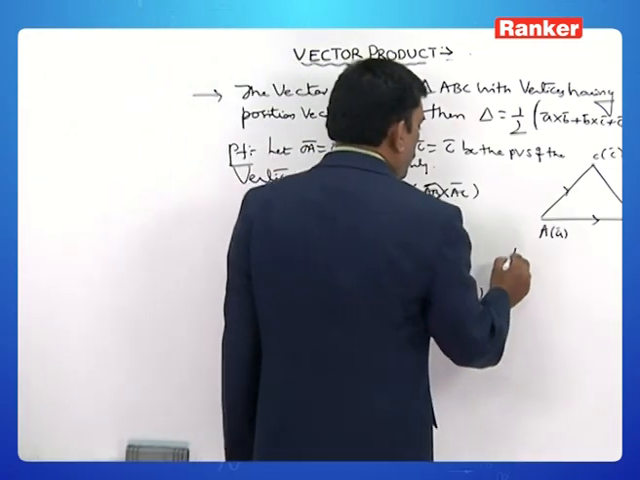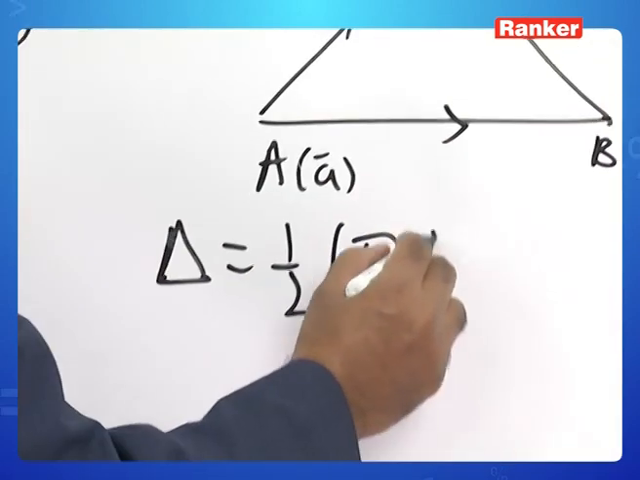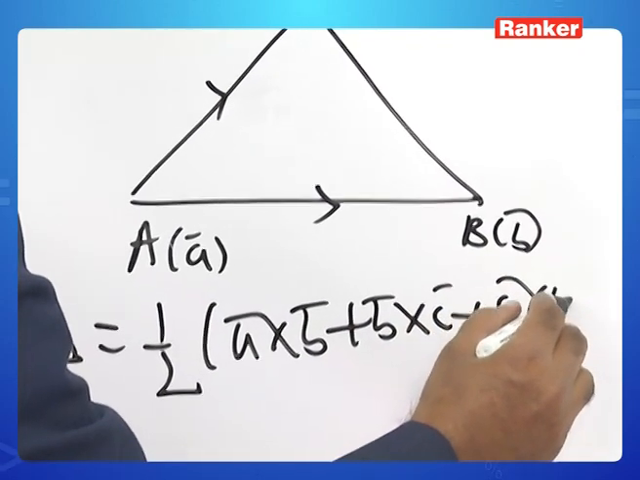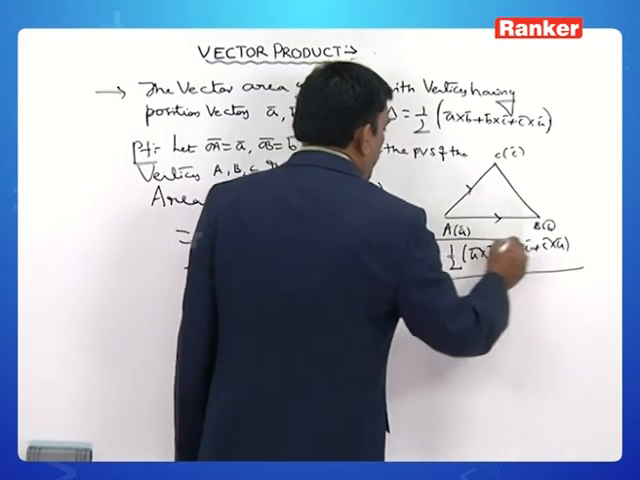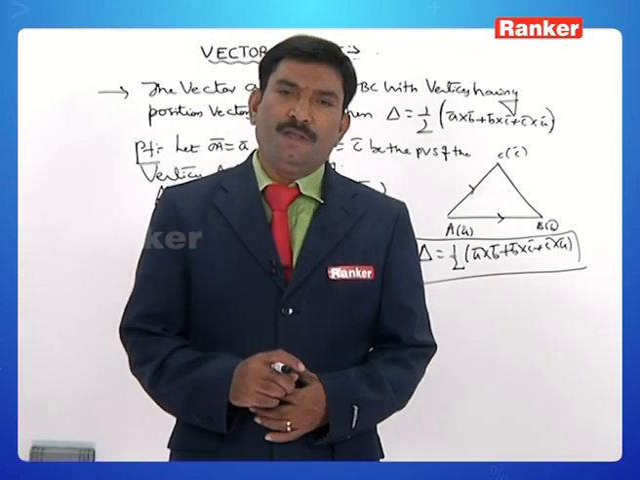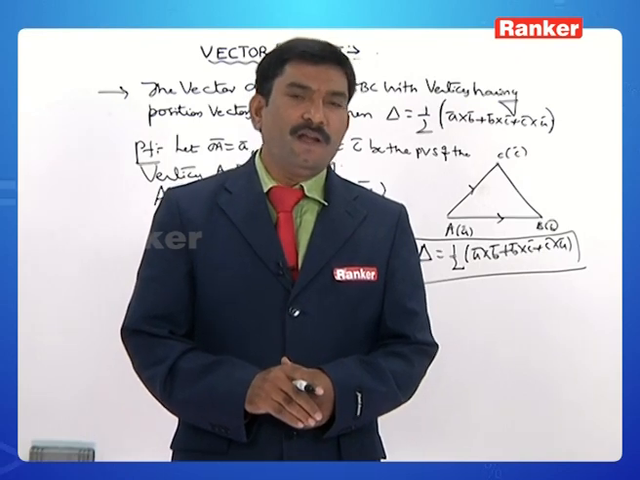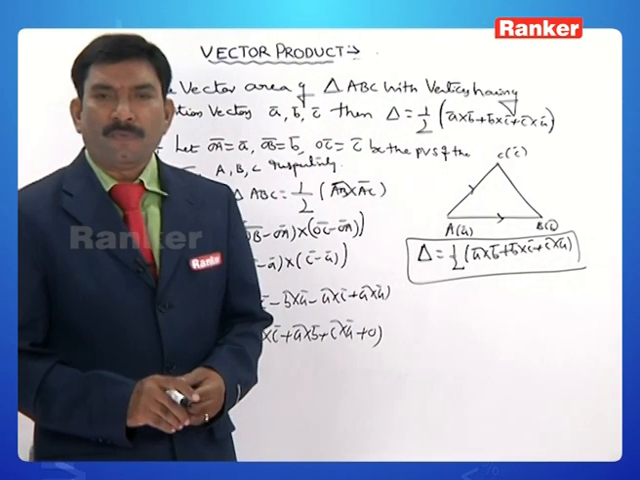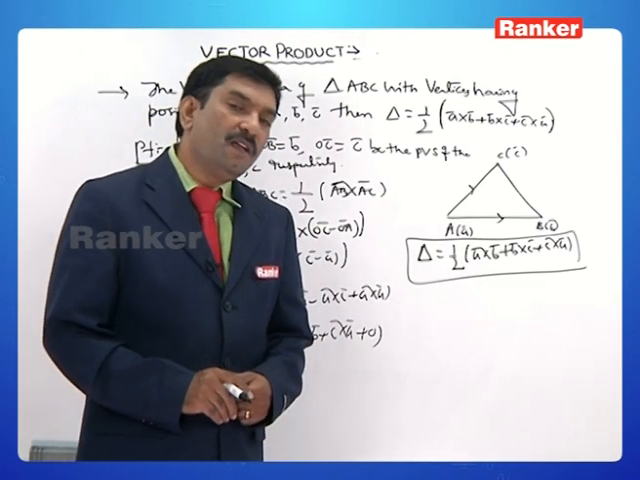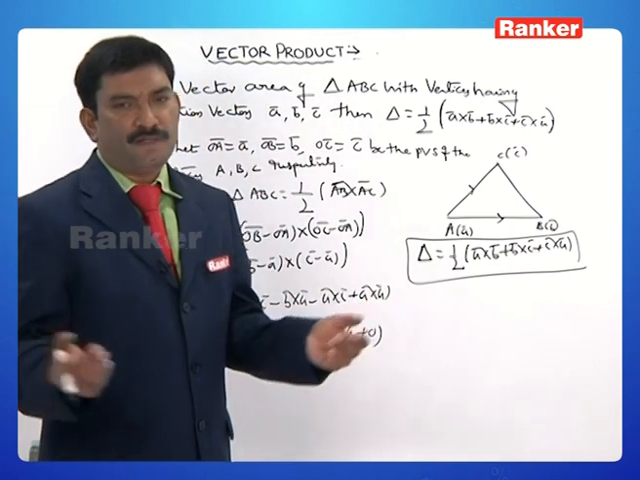Therefore, I can write delta is equal to half into A bar cross B bar, B bar cross C bar, C bar cross A bar. This represents the vector area of a triangle with the vertices A bar, B bar and C bar. I can also write the scalar area of a triangle, provided I take a modulus on it.